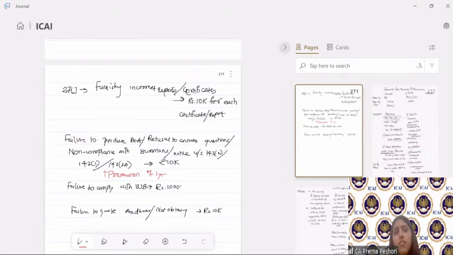So you can write in your exam that this could also result in prosecution. Or for example, where you give false statements. If you give false statements and if the evaded tax exceeds 25 lakhs, then 6 months to 7 years is the prosecution. And in other cases, it could be 3 months to 2 years. Is that clear?